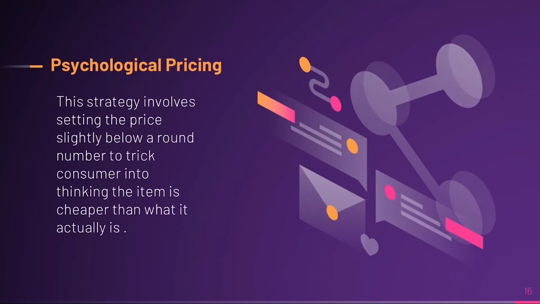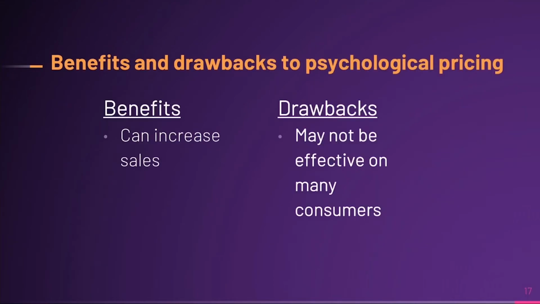Next, we're looking at psychological pricing. Now, this strategy involves setting the price slightly below a round number to trick consumers into thinking that the item is cheaper than what it actually is. Now, benefits include that this can increase sales because consumers believe that it's cheaper and more of a bargain. However, it may not be effective on many consumers because we all know that if you add 1p, it adds up to a whole round number.